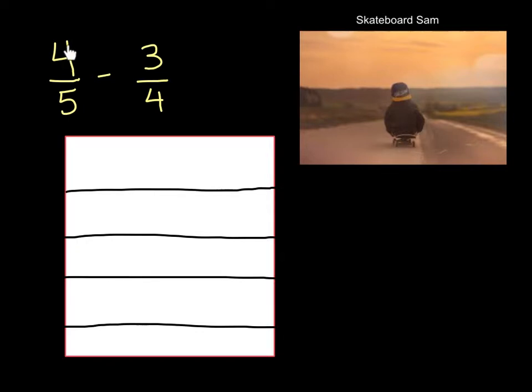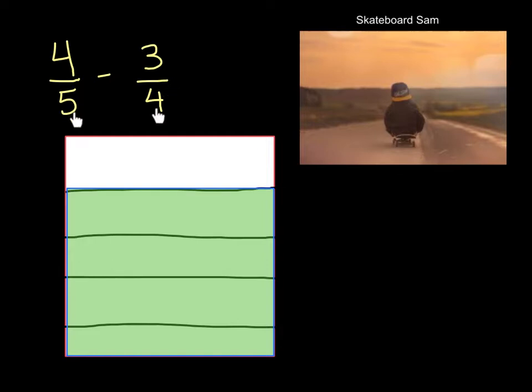Now, I get 4 out of the 5. So the whole stretch of road here is 4 out of 5 parts of a mile. So I'm going to simply color in 4/5 of this fraction box here. So now I have 1, 2, 3, 4 out of 5. So now this is how far the road is, right? But Skateboard Sam has already gone 3/4.